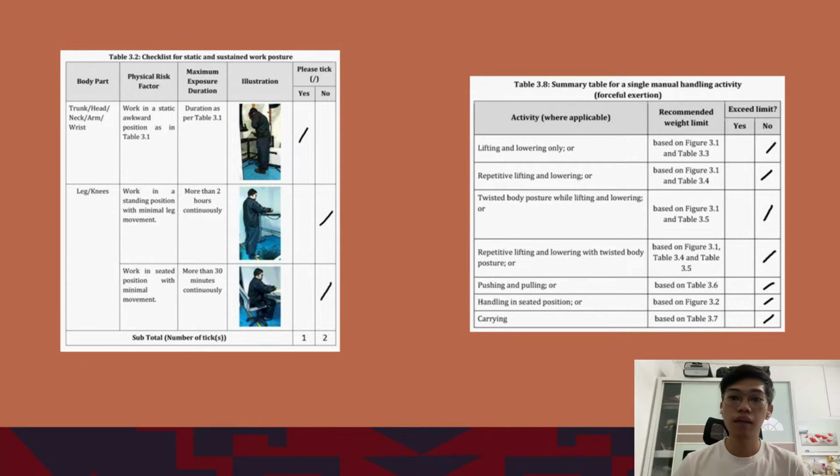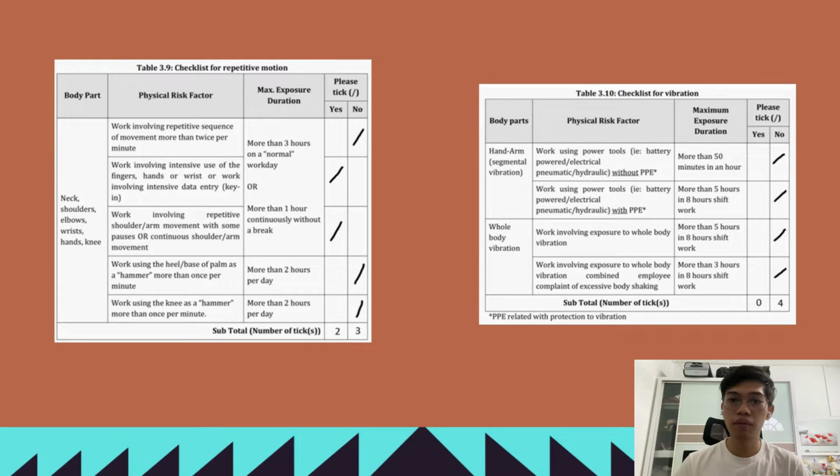For the static and stand posture, there is 1 out of 3, which is work in a static awkward position. There is no AC limit for the lifting. For the repetitive motion, only 2 out of 5, which is work involving intensive use of the hand and work involving repetitive arm movement with some pause.